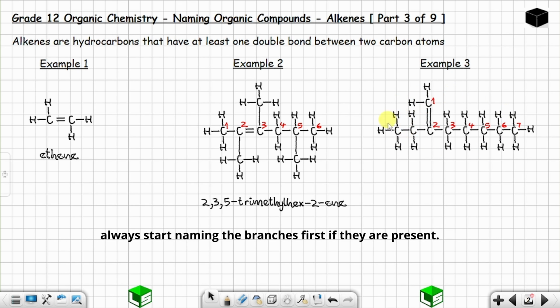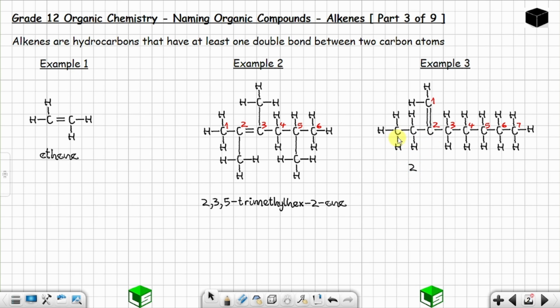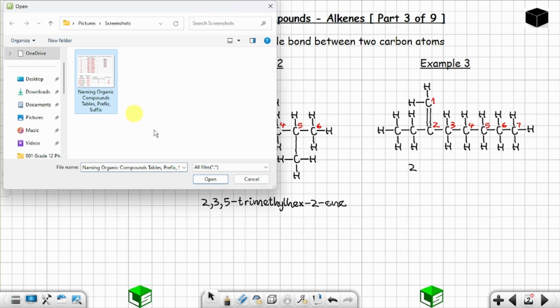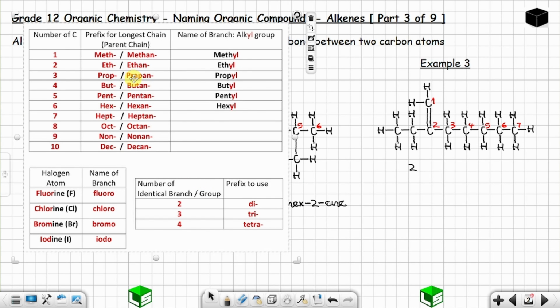So you have your branch made up of 2 carbon atoms on carbon number 2. Okay, you have this branch on carbon number 2, so it will be 2 on carbon number 2. You have this branch made up of 2 carbon atoms. What is the name of this branch? You can see when you have 2 carbon atoms for your branch, it will be ethyl.